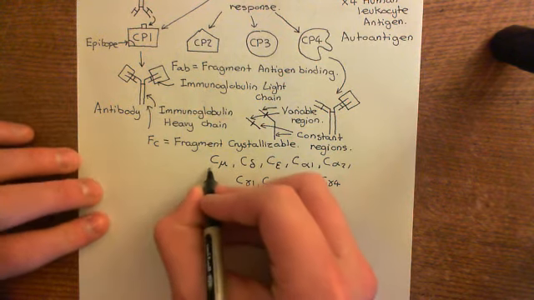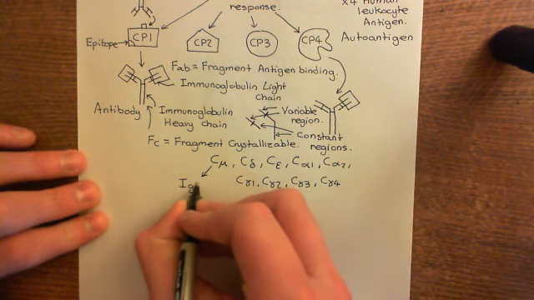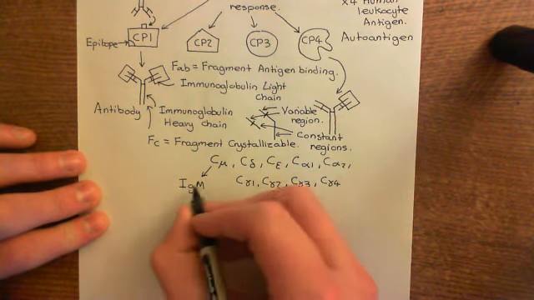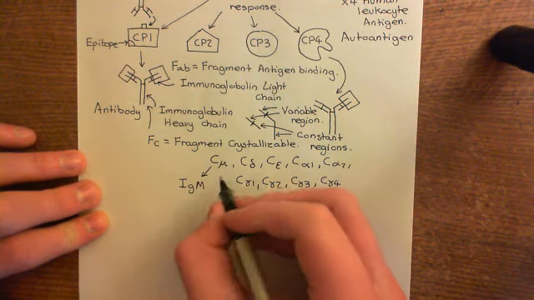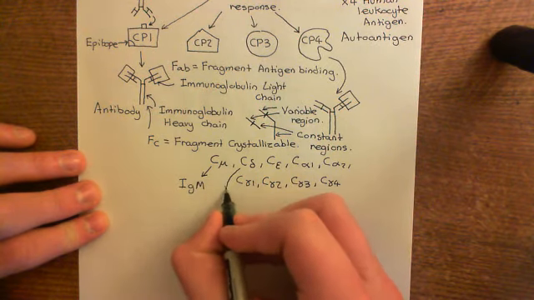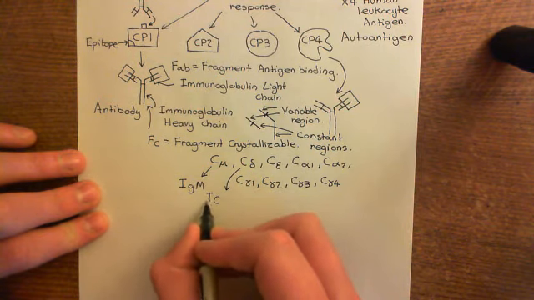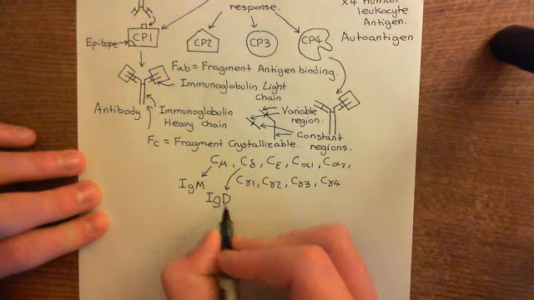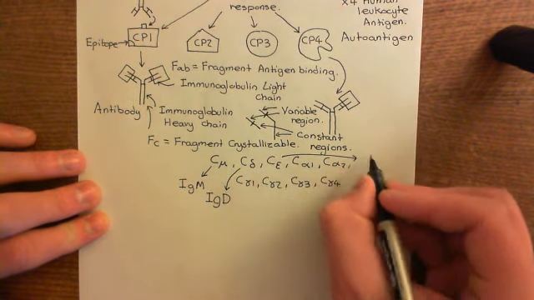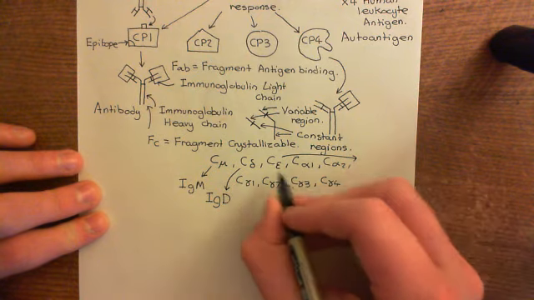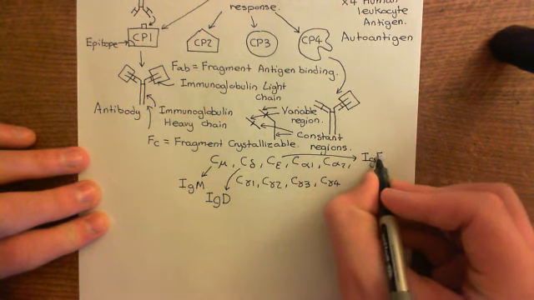Okay, so if you use, for instance, the constant mu region, then you are called an immunoglobulin M antibody. M is the Latin equivalent of mu in the Greek alphabet. If you use constant delta, you are IgD. D is the equivalent of delta in the Latin alphabet. And if you use constant epsilon, you are an IgE antibody.